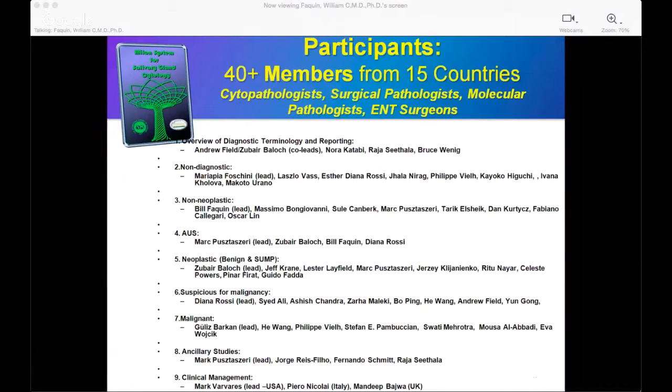So the 40+ members from 15 different countries are listed here. There are going to be 9 different chapters to the print atlas that include an overview or introduction, and then the various diagnostic categories. There'll also be a separate chapter on ancillary studies, immunohistochemistry and molecular studies that can be applied to FNA of salivary glands, and then a separate chapter on clinical management.